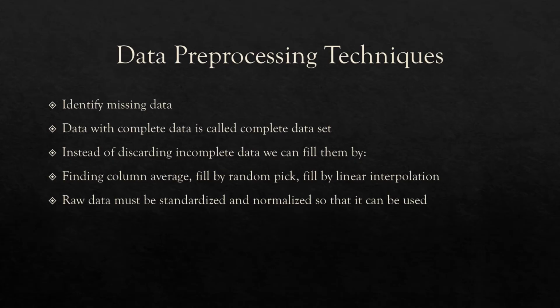Data processing techniques. In data processing techniques, we can identify the missing data. Data with complete data is called a data set. Instead of discarding incomplete data, we can fill it by finding the column average, fill by random pick, or fill by linear interpolation. Raw data must be standardized and normalized so that it can be used.